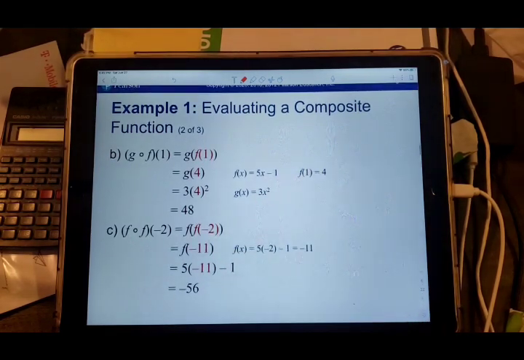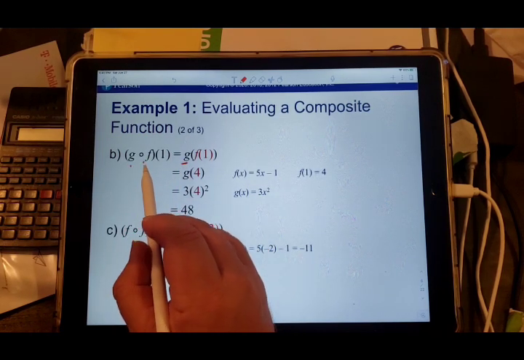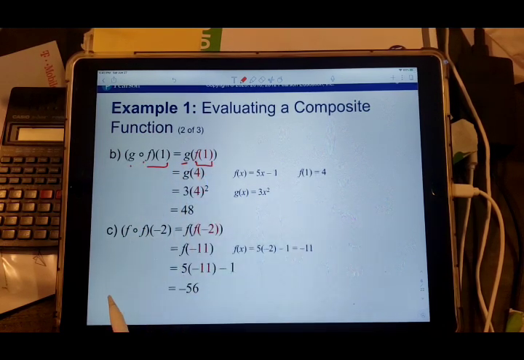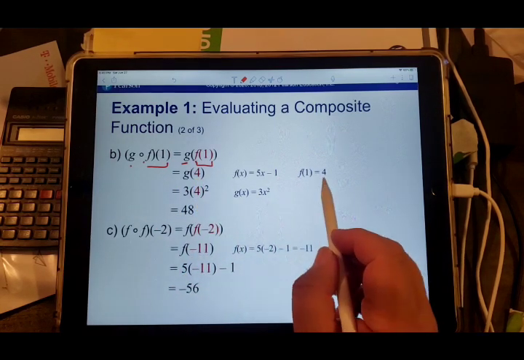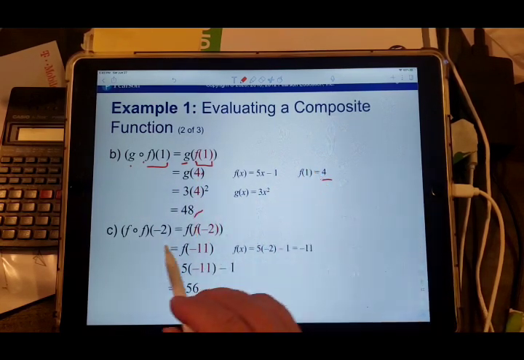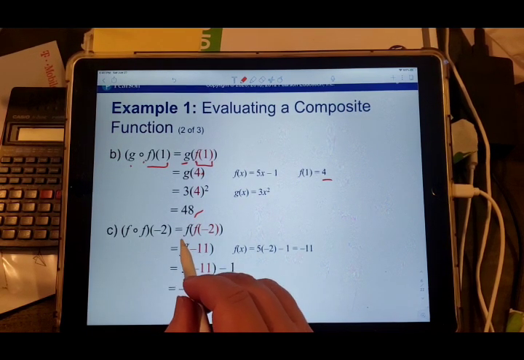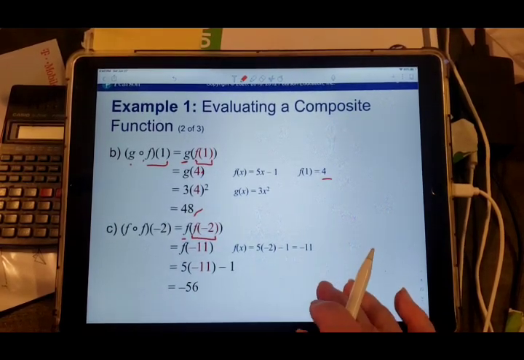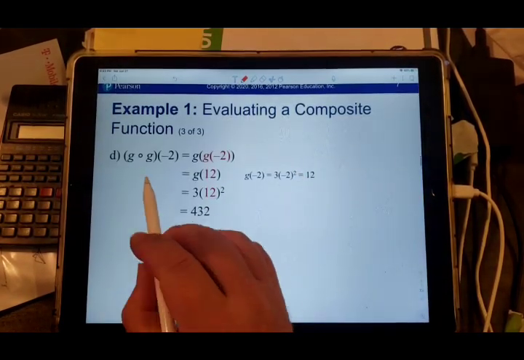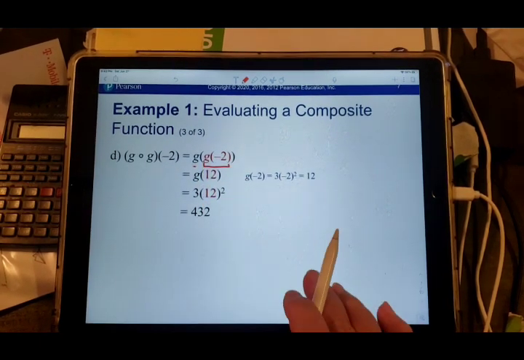All of the others work pretty much the same way. This time g is the outside function and f of 1 is the argument. So it's just a long way of saying find g of 4. F of f, that's fine. F is both the outside function and the argument. And g of g. All right, so g is the outside function, g is the inside function.